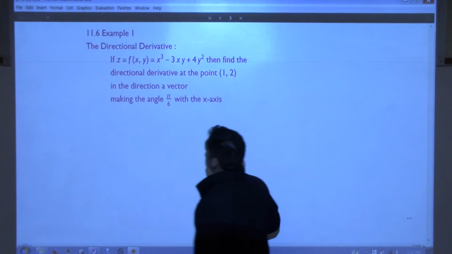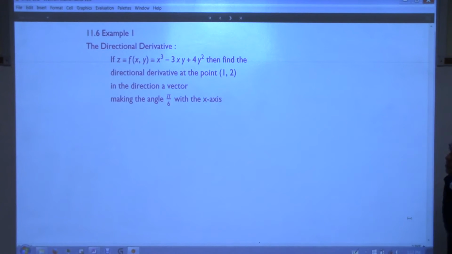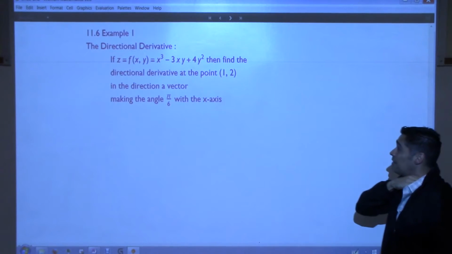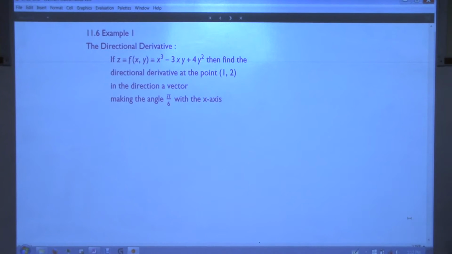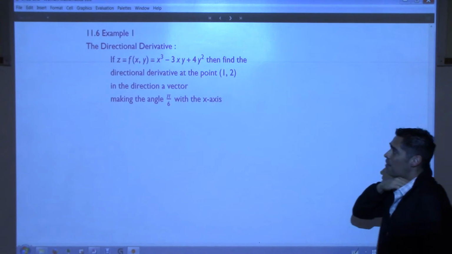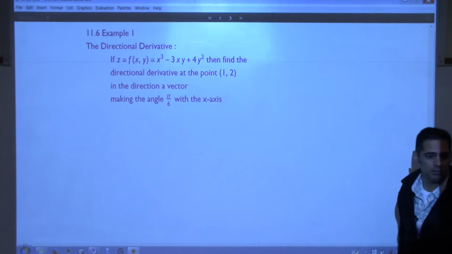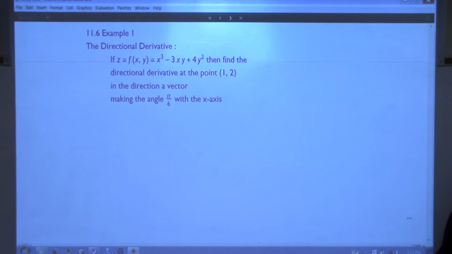So let's do this problem. If z is equal to f of x, y is equal to x cubed minus 3xy plus 4y squared, then find the directional derivative at the point (1, 2) in the direction of a vector making an angle of pi over 6 with the x-axis. All right.